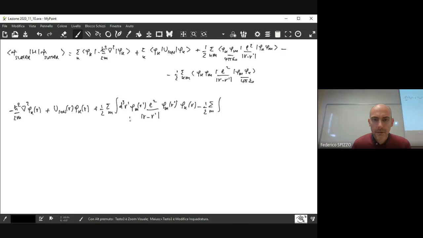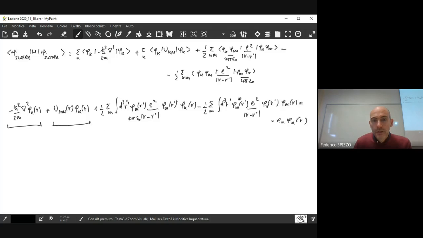So what you have is that the wave functions that help to minimize this expectation value have to satisfy a Schrödinger equation where here we have the usual kinetic term, then here we have the interaction with the ions.